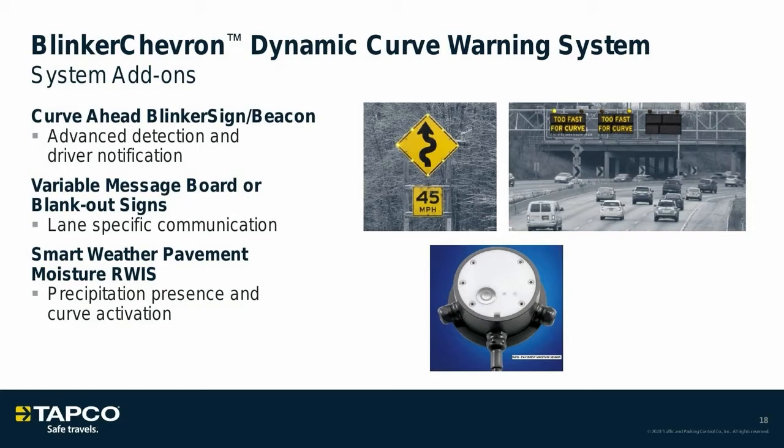We can also do a smart weather pavement measure, which again is going to detect precipitation or anything on the roadways or in the air and the atmosphere that the road may be slick. And then you can obviously activate it 24/7 while those conditions are present. So those are some of the add-ons we've got for the dynamic curve warning system.